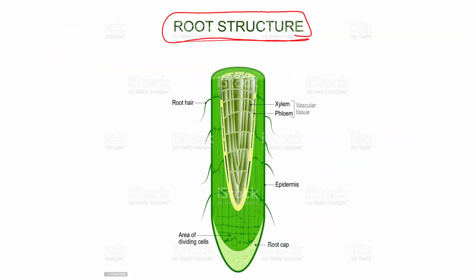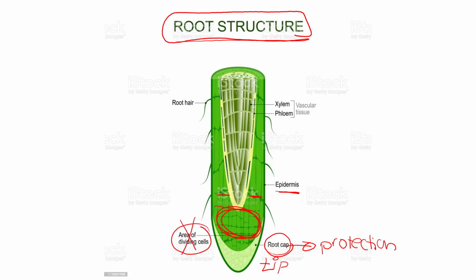The root is made up of a root cap, the tip of the root, okay? And the function of the root cap is for protection. And as you go up the root, you have an outer layer called the epidermis, and you have here a group of cells that are highly dividing cells. We will not use this in the O-level. We'll study this in year 11. And the xylem is in the center.